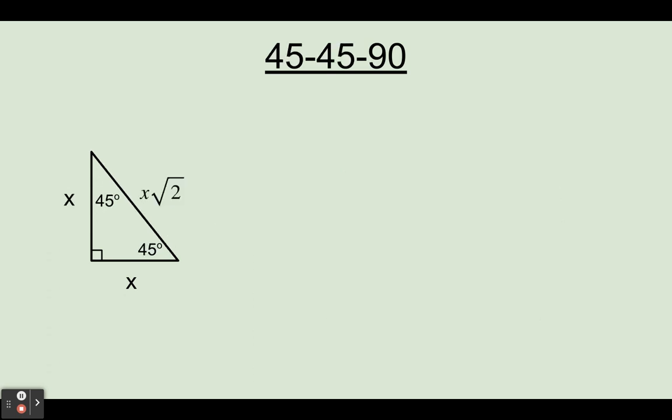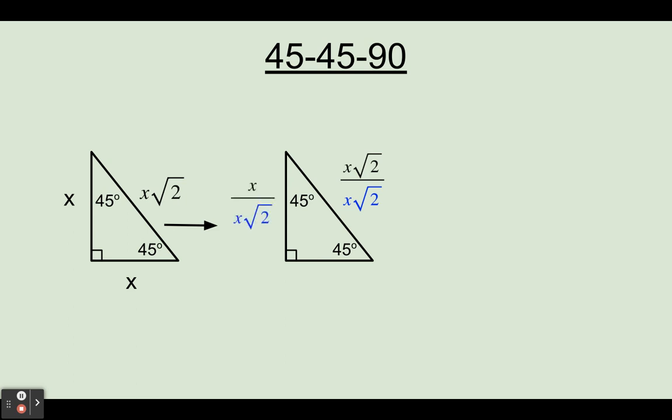All right, let's try the same thing with 45, 45, 90. Again, I want the hypotenuse to be 1, so I'm going to divide everything by x rad 2. Again, I can divide by whatever I want, but this is the most helpful for this context. So divide the hypotenuse by x rad 2, and divide the sides, so x divided by x rad 2, and this one's the same, so it'll be x divided by x rad 2.